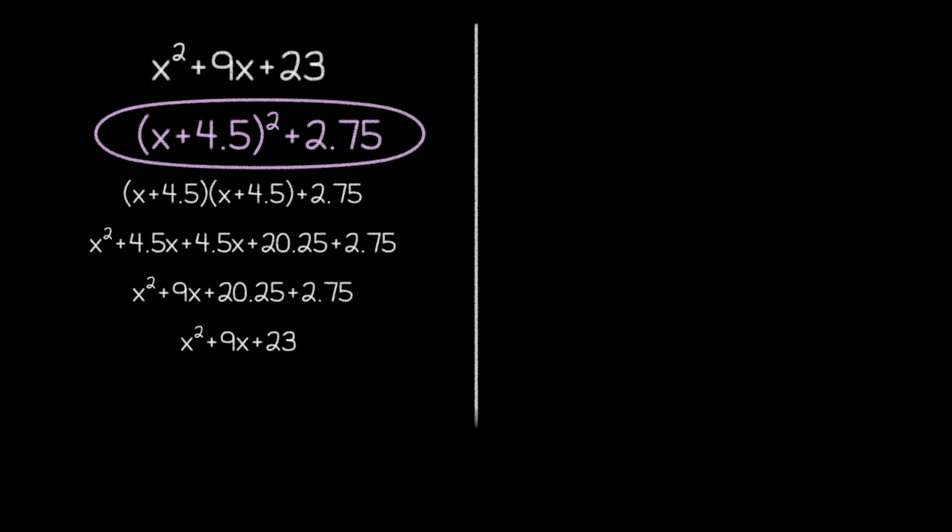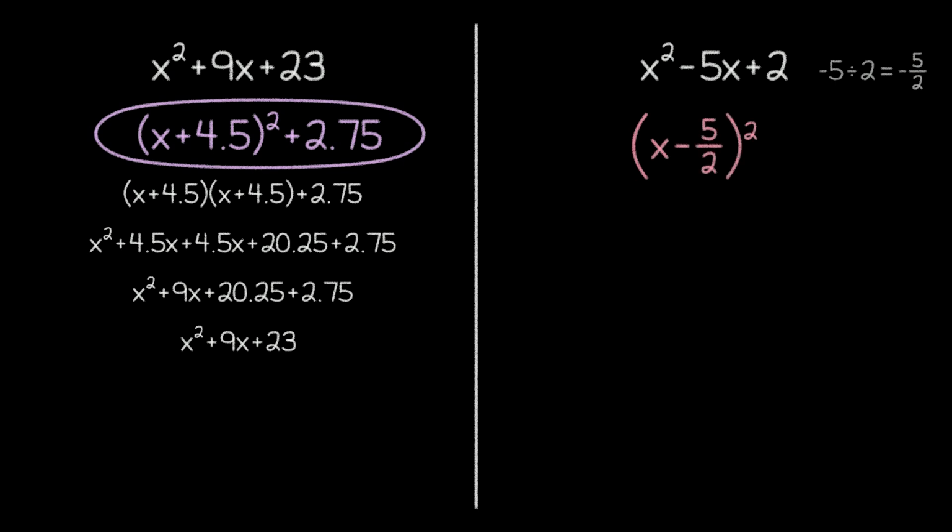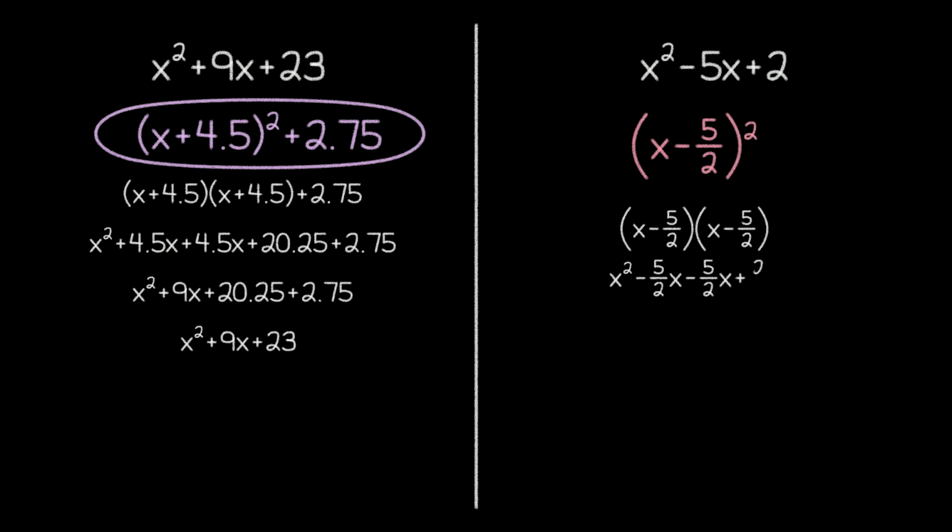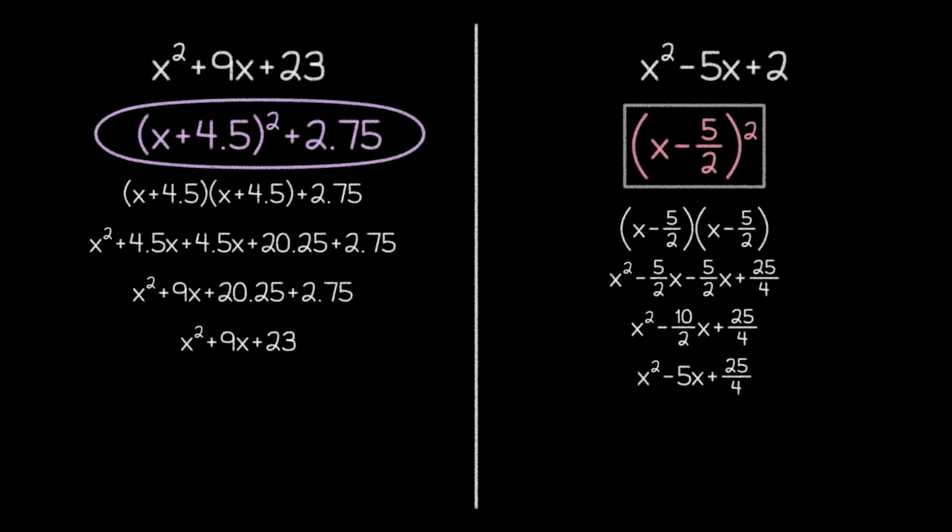Let's do a similar example, but use fractions this time. In this case, we need to divide -5 by 2 to get the constant for our perfect square. Then, when we expand the perfect square, we get x squared minus 5 over 2x minus 5 over 2x plus 25 over 4. The linear coefficients in this expansion combine to -10 over 2, which simplifies to -5. So we did, in fact, choose the correct perfect square.